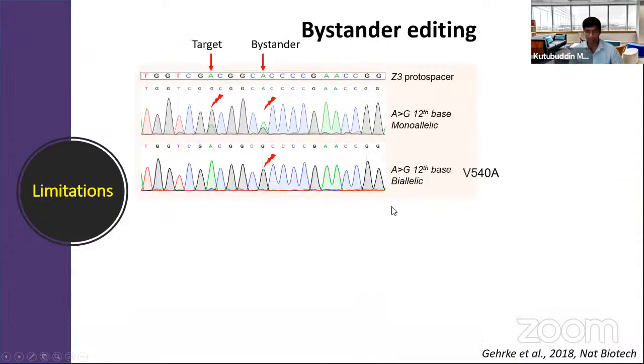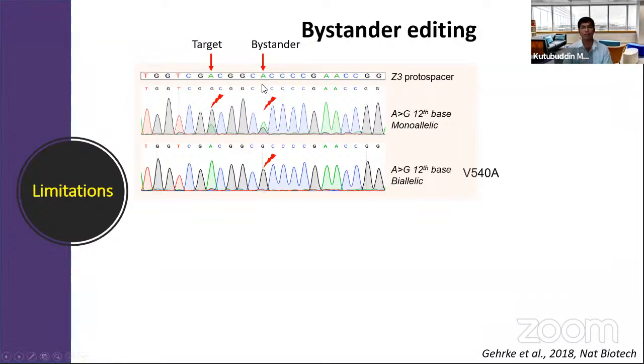Now this is another problem with base editors. This is an example from our study. This is called bystander editing. What is bystander editing? Suppose this is an example from the Z3 target region. We targeted this A to change to a G, and we successfully converted it to G. But what if an adjacent A is also present? And if you don't want to change that A, but it is also changed due to your base editing treatment, then that is called bystander editing.